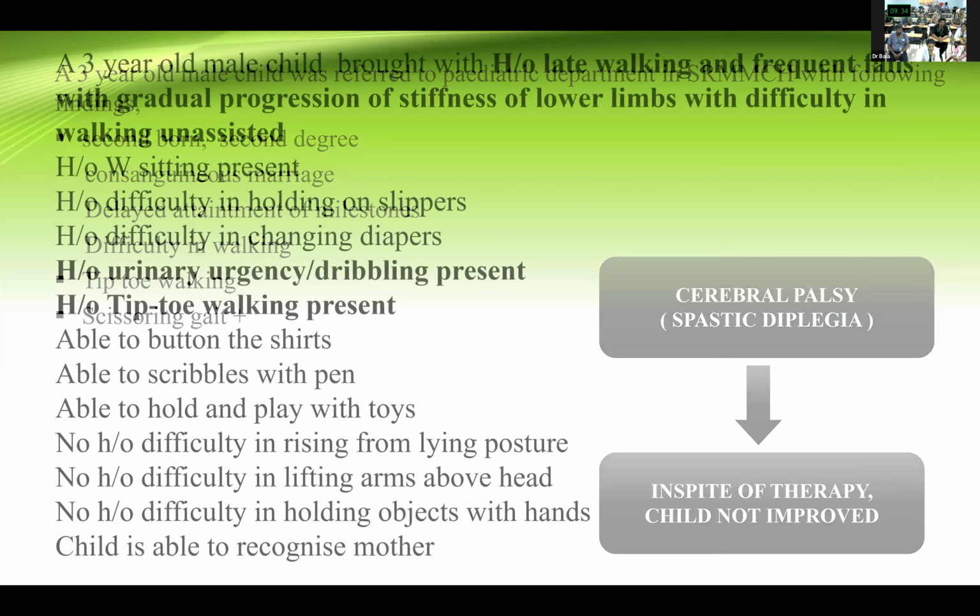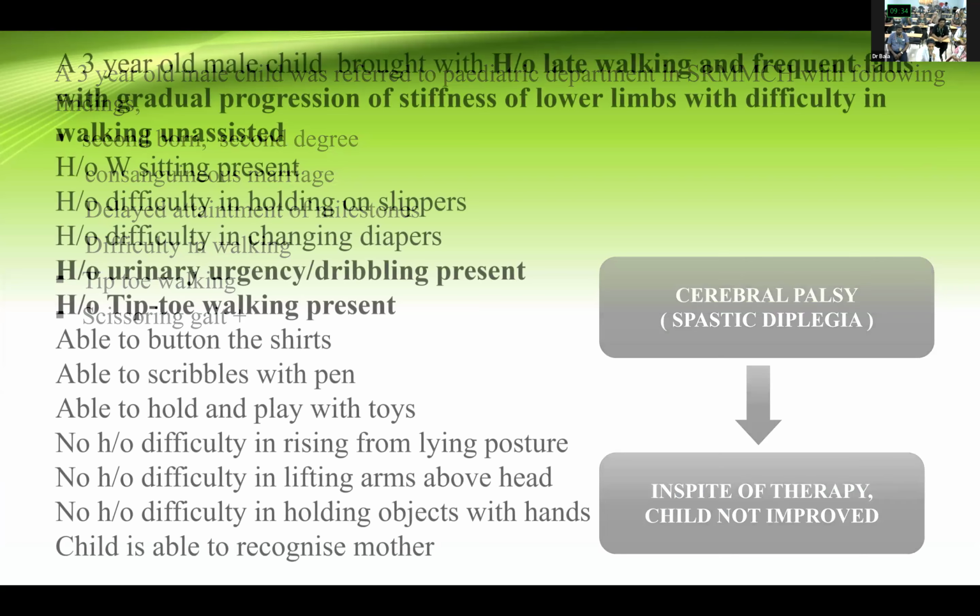So to summarize, after examination, this 3-year-old male child, who is a second born of second degree consanguineous married parents, showed motor deficit with progressive stiffening of lower limbs, with sparing of upper limbs, with no significant perinatal events, with positive family history, with age appropriate language and social milestones.